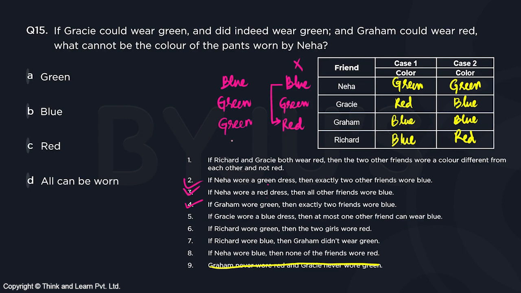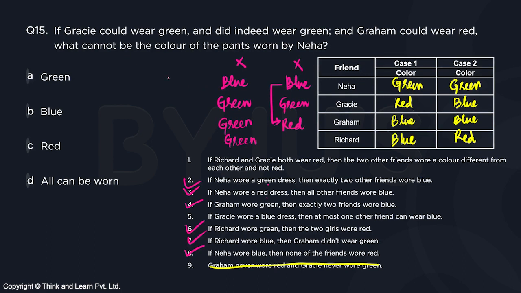So Richard is going to wear blue or green, right? Okay, we'll remember this. If Richard wears blue, then Graham didn't wear green. That tells us that Richard did not wear blue. So Richard wears green. Then the sixth statement, which says if Richard wore green, then the two girls wore red, will be violated. So this is also not possible, that we can have blue, green, green, green. So taking Gracie as green and Graham as red and green, neither of these two work out.